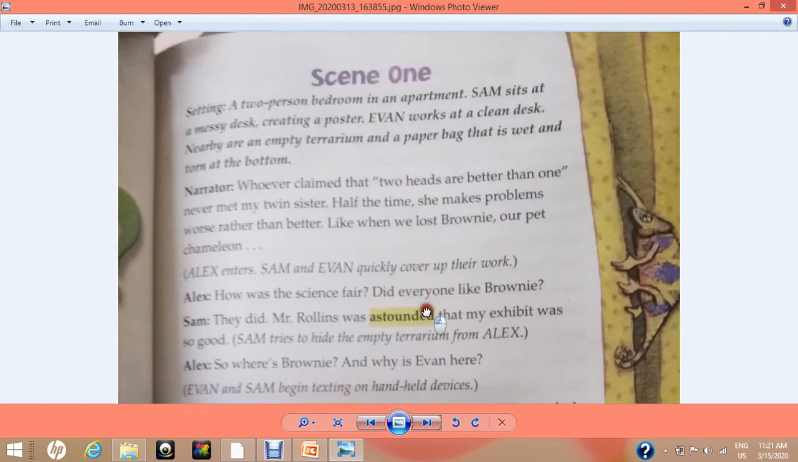On page number 253, scene number 1, setting. A two-person bedroom in an apartment. Sam sits at a messy desk creating a poster. Yvonne works at a clean desk. Nearby are an empty terrarium and a paper bag that is wet and torn at the bottom.